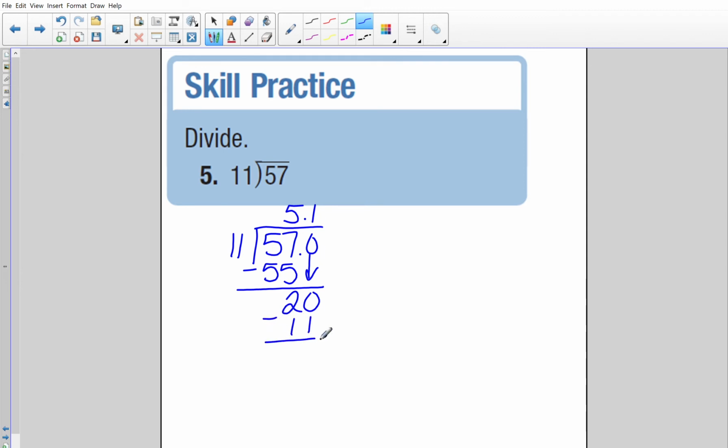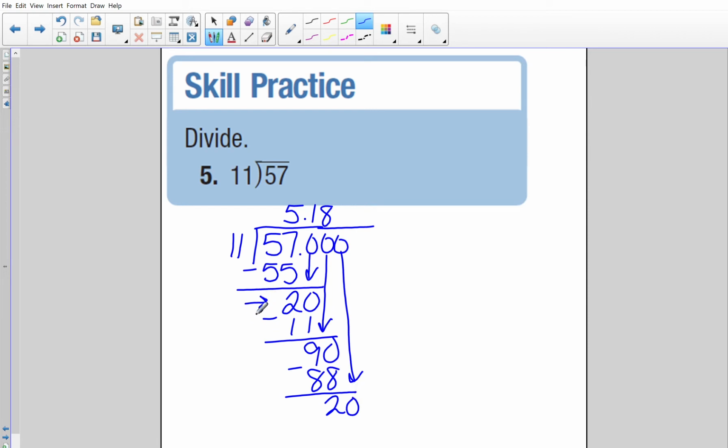And when I subtract, I get 9. Add a 0. So 11 can go into 90 8 times. It's 88. I subtract, and I'm going to get 2. So I can add another 0, make that 20 again.